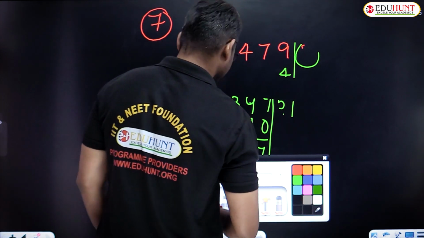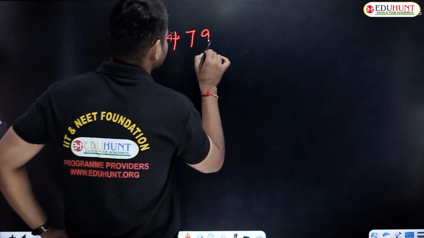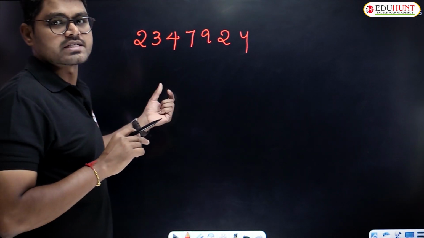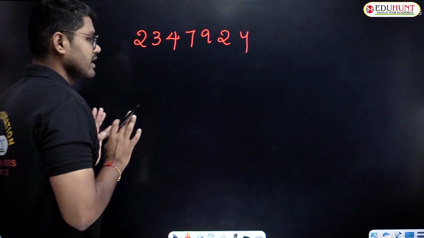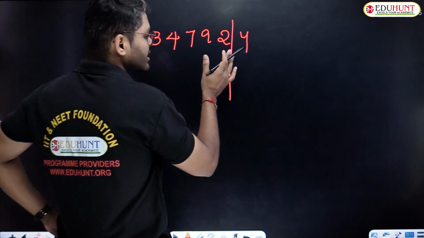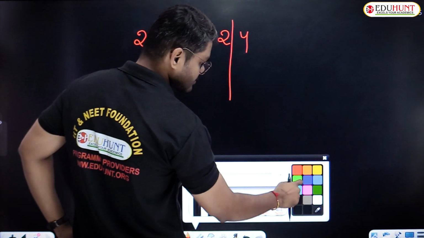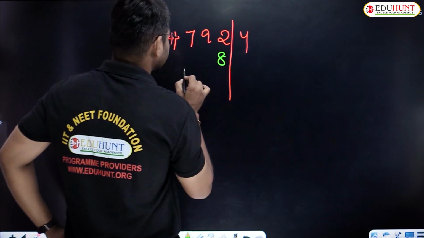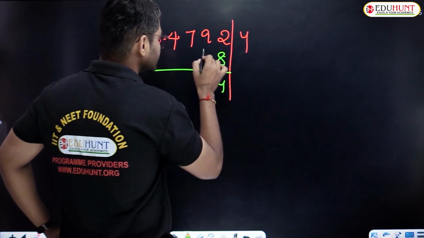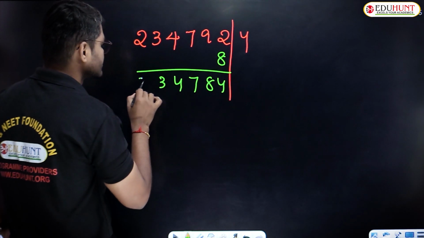I will take one more example. This is the number. We have to check whether this number is divisible by 7 or not. What is the first step? Take the unit digit and double it. Remove that doubled number from the remaining number. 8. 12 minus 8, 4. This is 8, 7, 4, 3, 2.